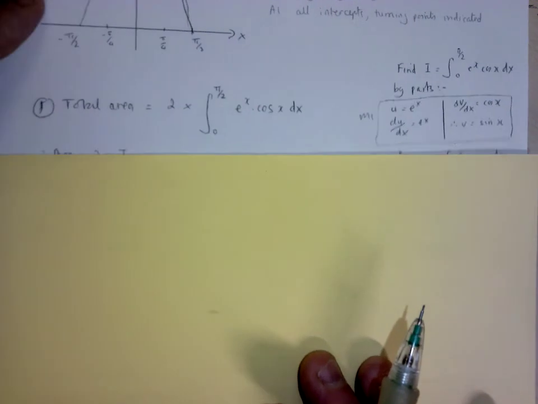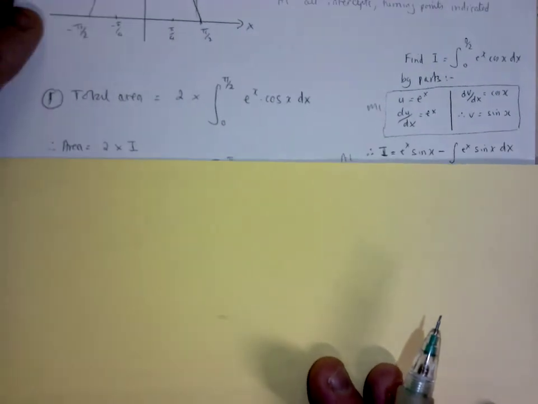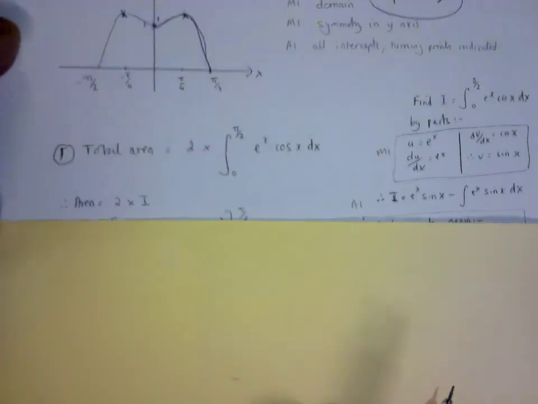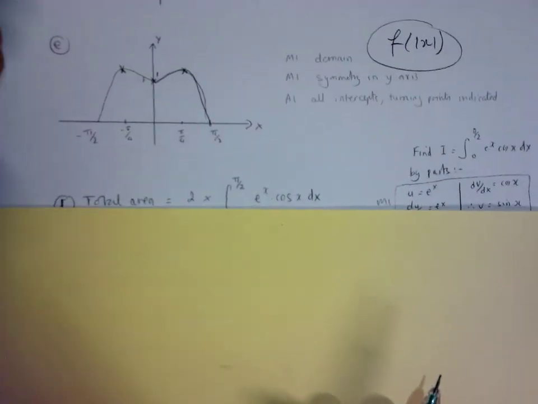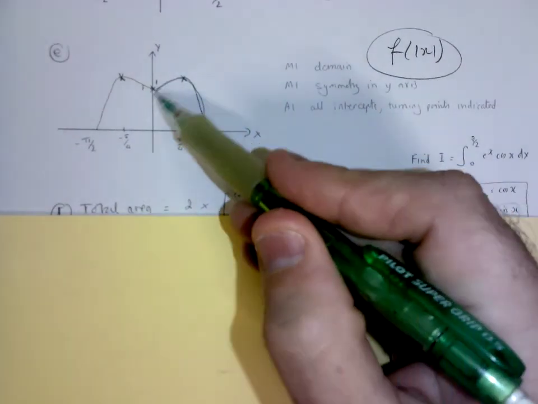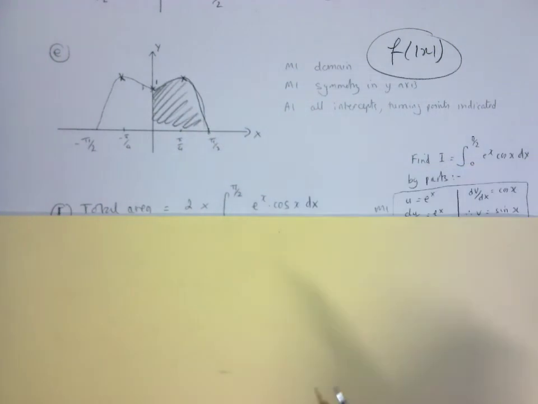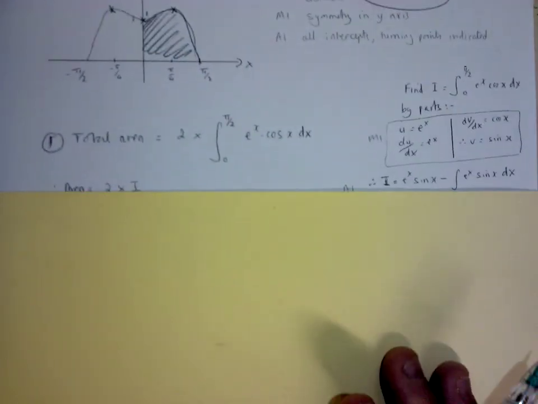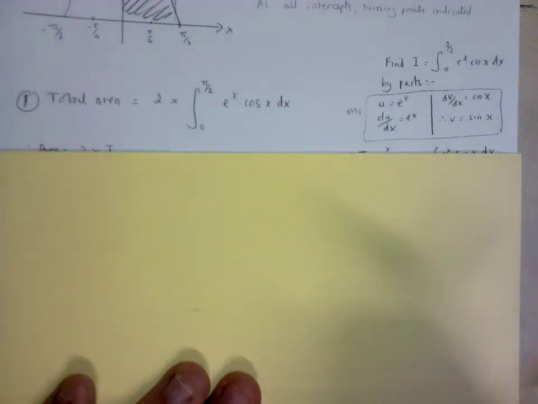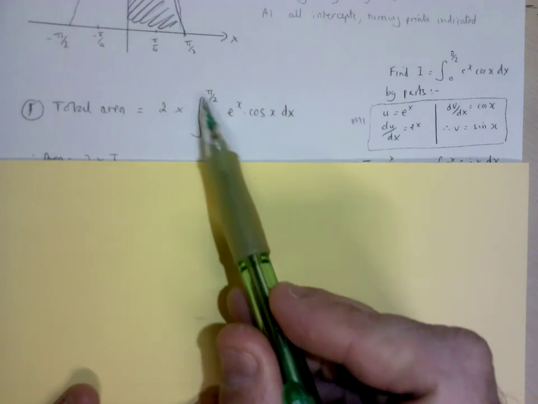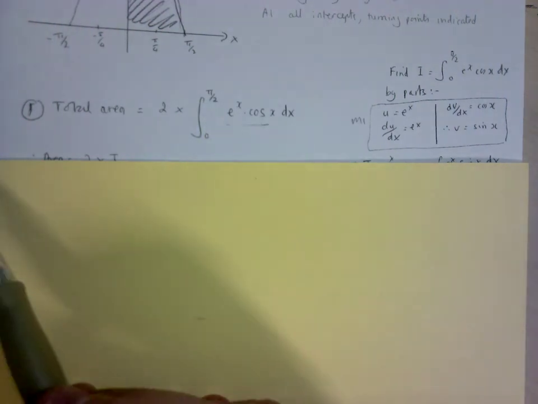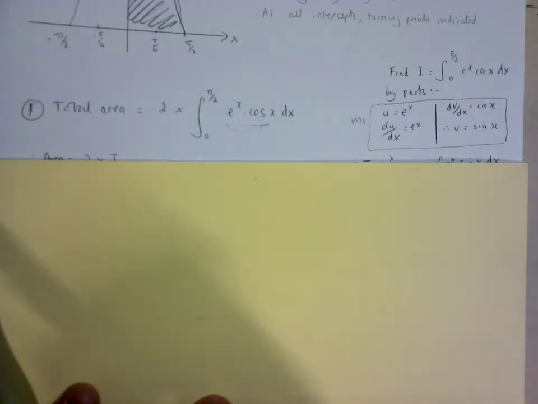Then part F, calculate the area enclosed by the graph that you've just sketched and the axis. So of course I'm going to exploit the symmetry. I'm going to find this area and multiply it by 2. So I set that integral up. 2 lots of the integral from 0 to pi on 2 of the function. And this is a part question.